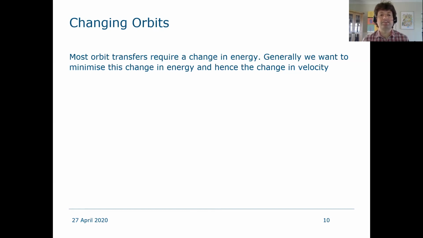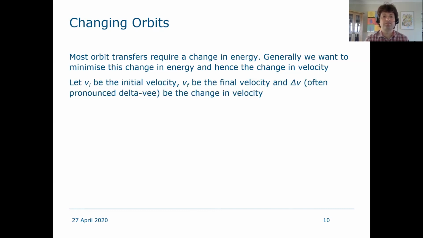Most orbit transfers require a change of energy. Generally, we want to minimize this change in energy and hence the change in velocity. Now, let's let VI be our initial velocity, VF be our final velocity, and delta V be our change in velocity. As you can write, VF equals VI plus delta V.